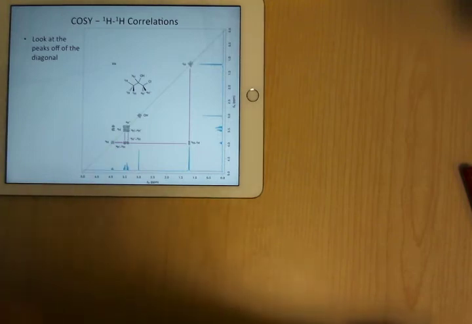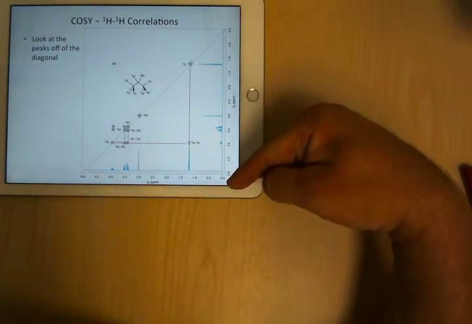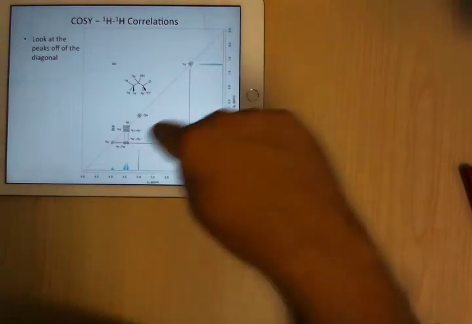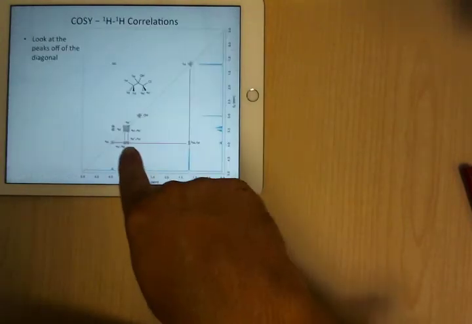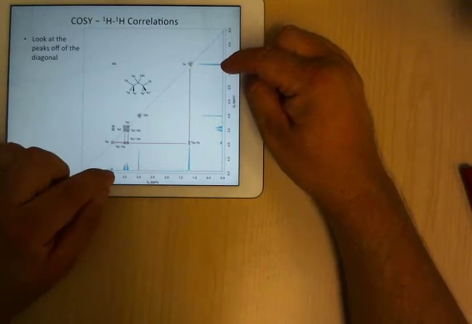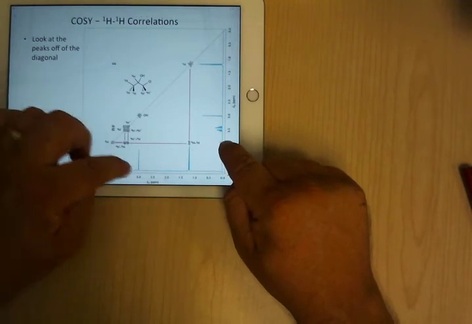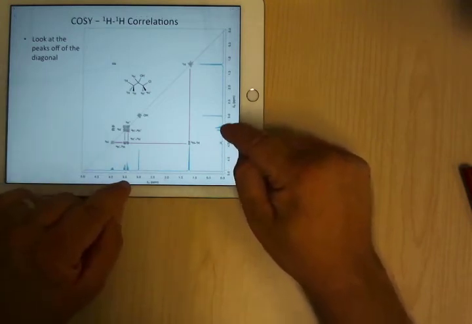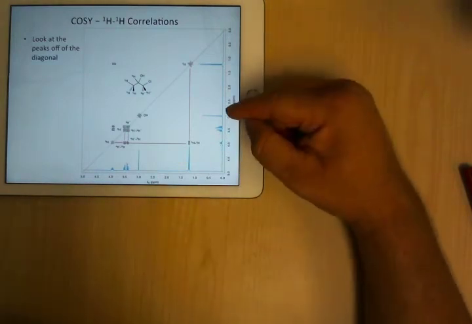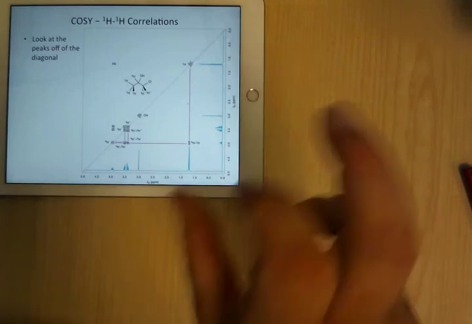So COSY does hydrogen-hydrogen correlations. You run this using computers, you put the signals like this, and when you run this, the things that are off of this diagonal you can know. So this signal here is a combination of that one and that one. That means the hydrogens from these 2 signals must be right next to each other. So these 2 signals correspond to there, and they also correspond to here. So we know this guy and this guy are next to each other, and this guy and this guy are next to each other. And this guy must be all alone because it's not correlating with anything, or actually it's the OH. So you can see what is right next to each other.